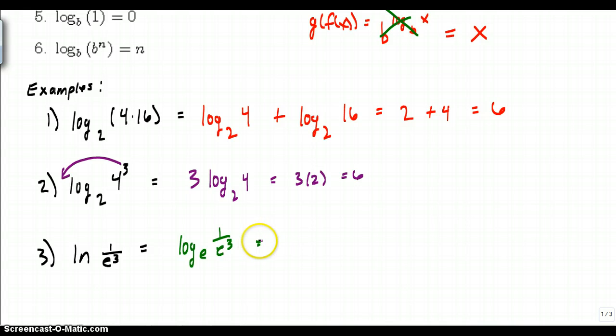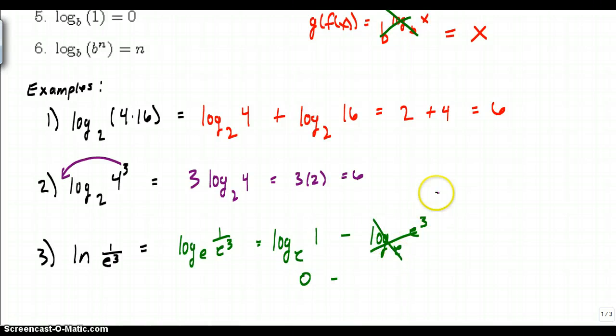So now I can split this up using my division properties, or my quotient properties. This is going to be log base e of 1 minus log base e of e to the third. Well, log base e of 1, this follows my property where log of 1 in any base is 0. And then this is my inverse property. Log base e of e to the third, they cancel. You can think of it like that. And I'm just left with 3. So my answer is -3.